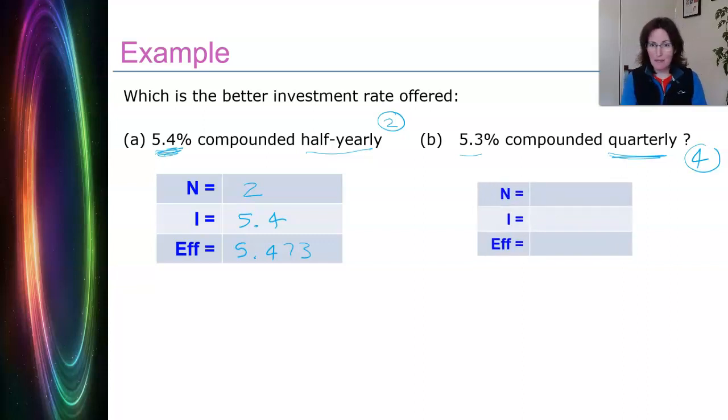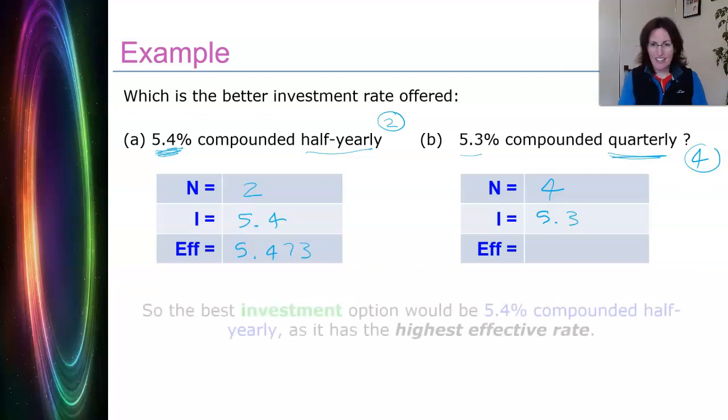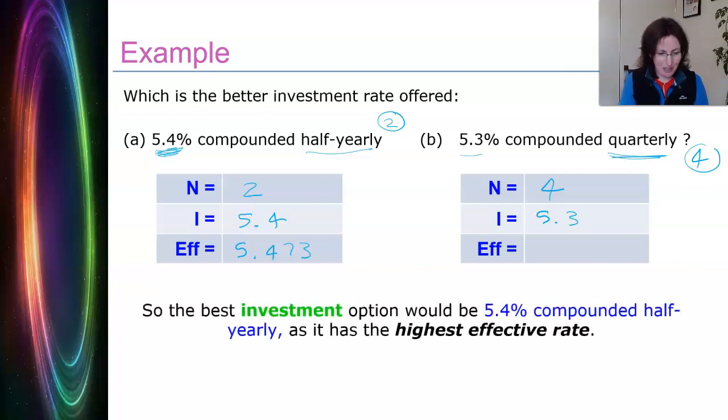What about the second one then? What's our N? Compounded quarterly, so that's 4. The I, the rate, is 5.3. Choosing the effective rate there. Oops, I've jumped ahead of myself there. And it's 5.406, I believe. Which one is higher? The first one was in the end. So the better investment then was the 5.4 compounded half yearly. That gives the highest effective rate. So this time round, even though this one was compounded more often, it didn't actually make that much more difference. Yeah, so there we go.